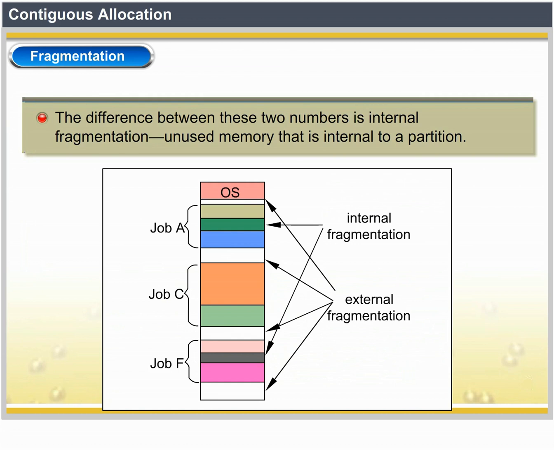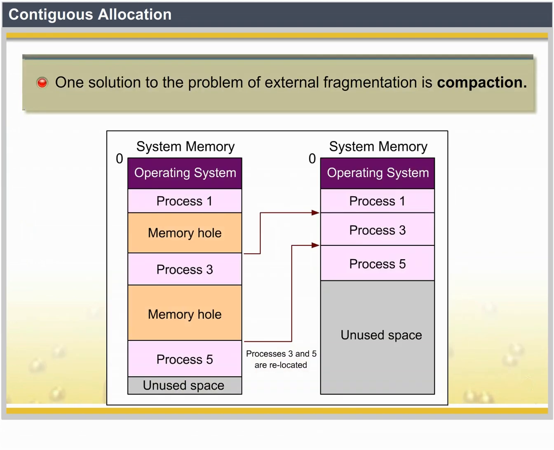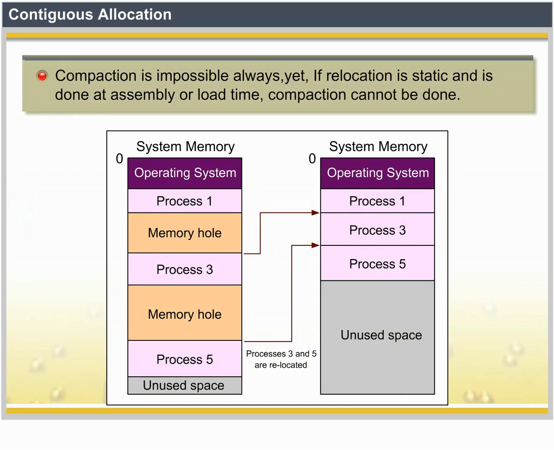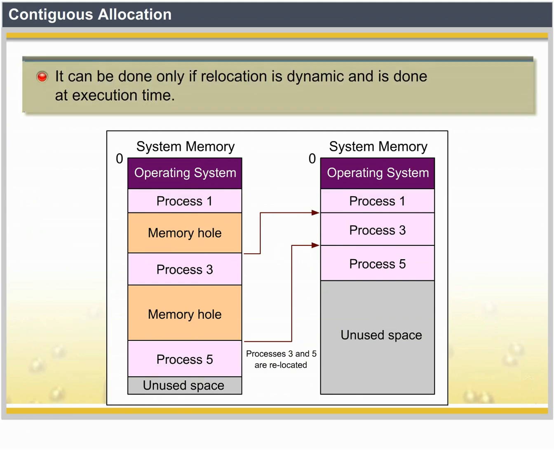One solution to the problem of external fragmentation is compaction. The goal is to shuffle the memory contents so as to place all free memory together in one large block. Compaction is not always possible, however. If relocation is static and is done at assembly or load time, compaction cannot be done. It is possible only if relocation is dynamic and is done at execution time.